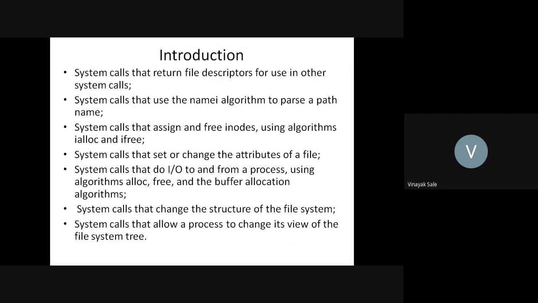So what are the system calls? System calls that return file descriptors for use in other system calls. System calls that use the namei algorithm to parse a path name. System calls that assign and free inodes using algorithms ialloc and ifree. System calls that set or change the attributes of a file. System calls that do input output to and from the process using algorithms alloc, free, and the buffer allocation algorithms. System calls that change the structure of the file system. System calls that allow a process to change the view of the file system tree. So system calls are used for different purposes.